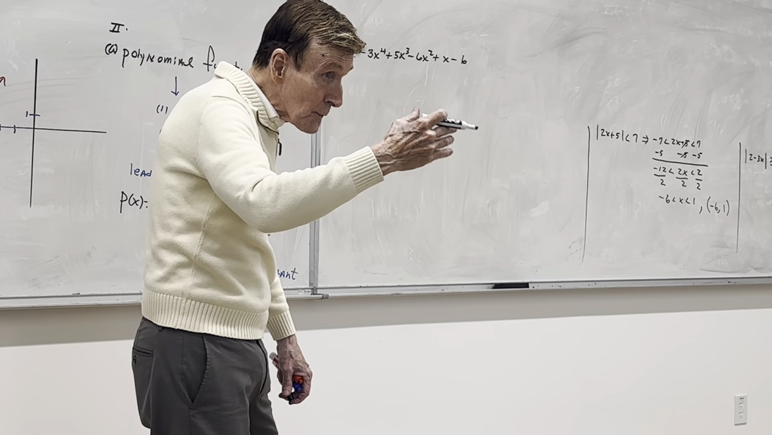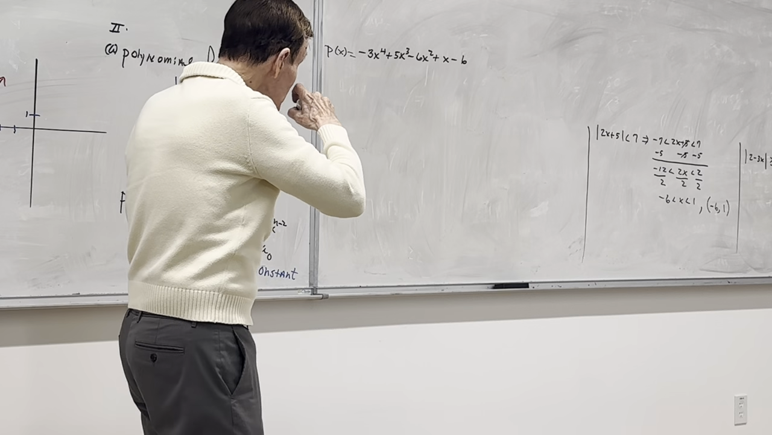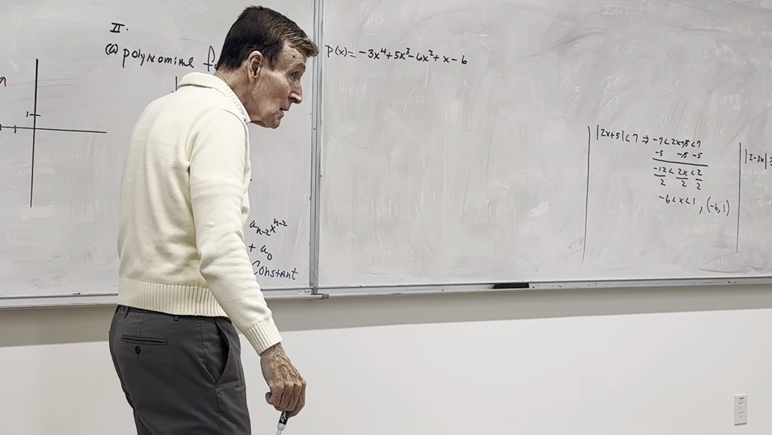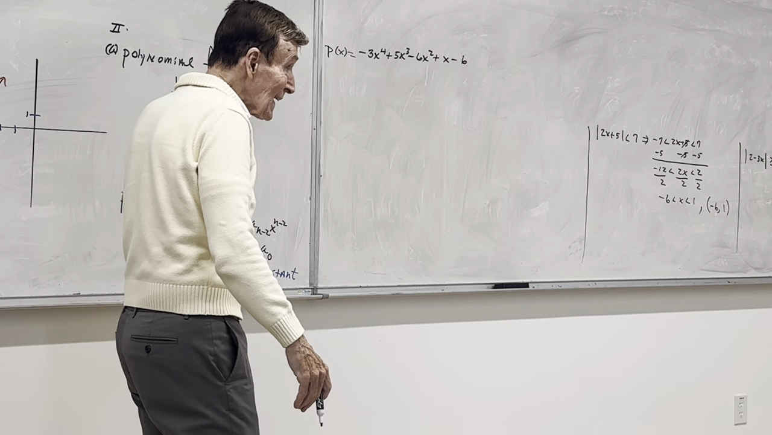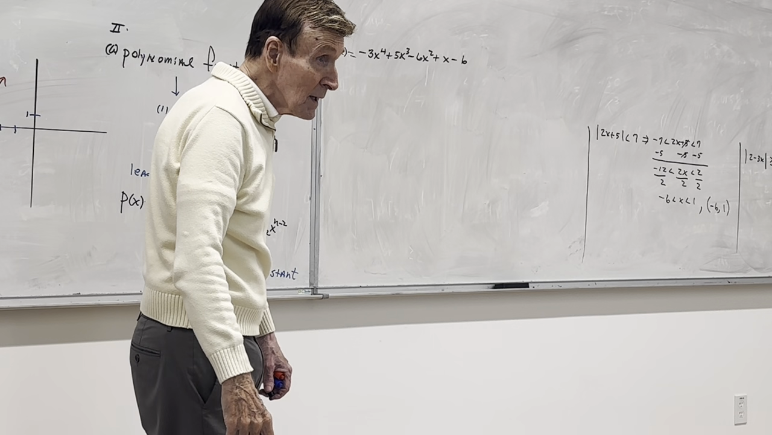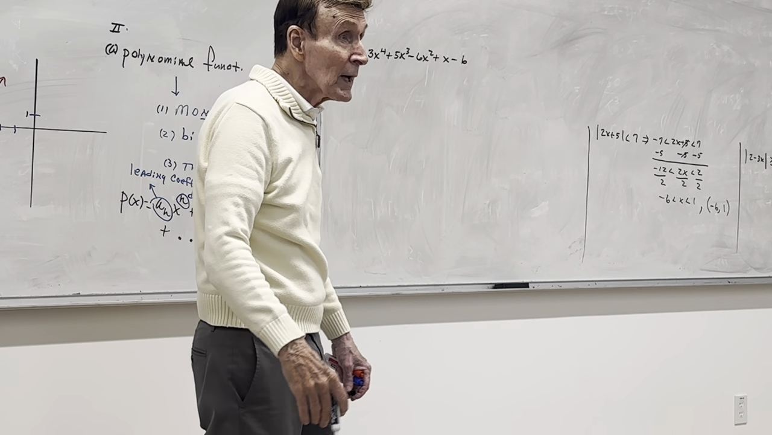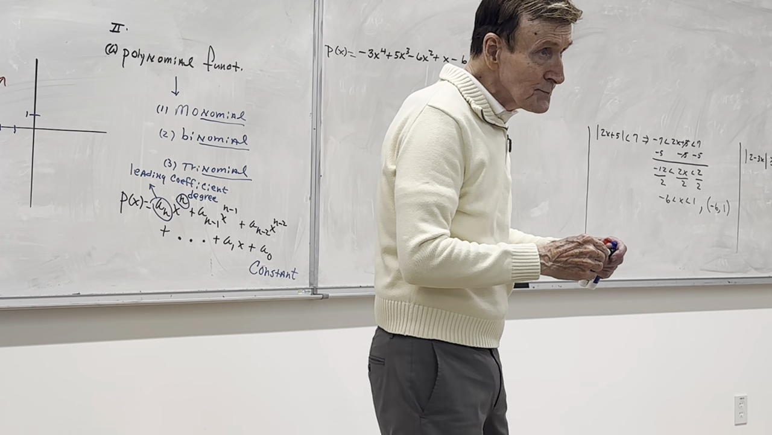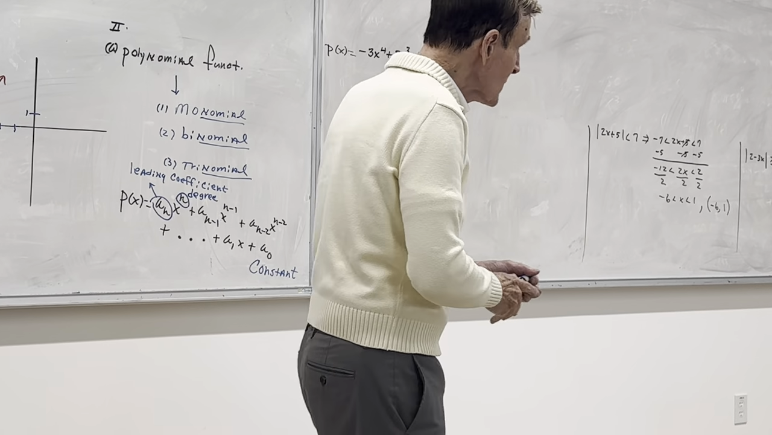Did I place it in descending order? I put 4, 3, 2, 1 with the exponents in descending order. My leading coefficient is -3. My constant on the end is -6. Those are going to play a big part with what's coming up.